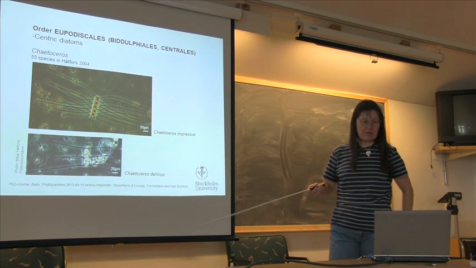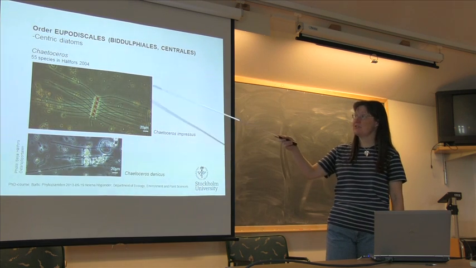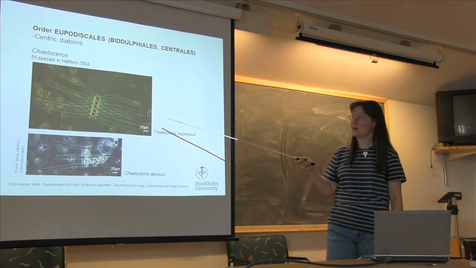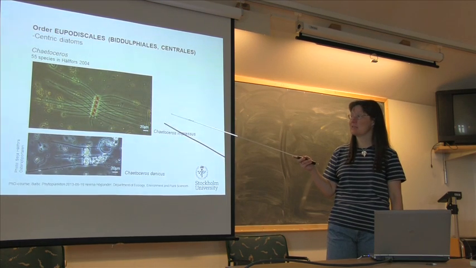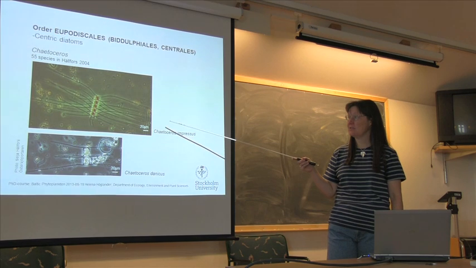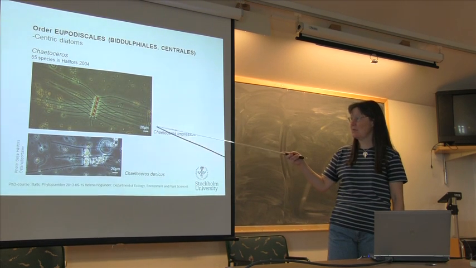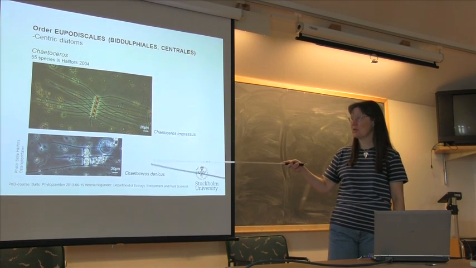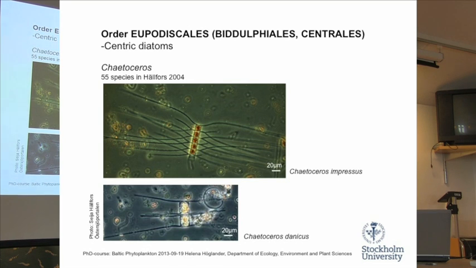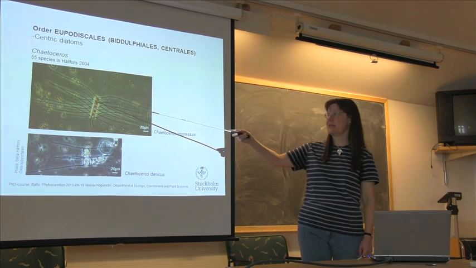And then we have the large genus Chaetoceros, which is a complex group that is not always easy to identify to different genera. I'll show you a couple of them that are more common. These are two of the larger Chaetoceros species, Chaetoceros impressus and Chaetoceros danicus. This one is usually in longer chains, but they can be single cells too.